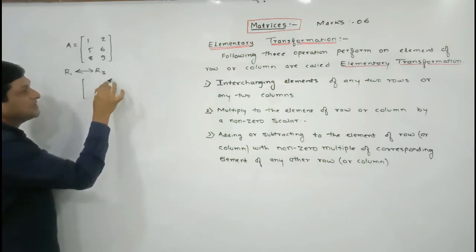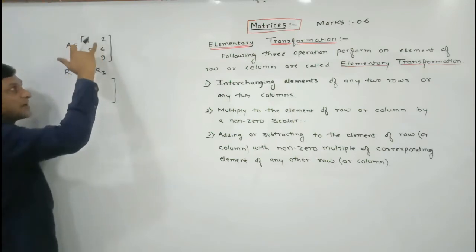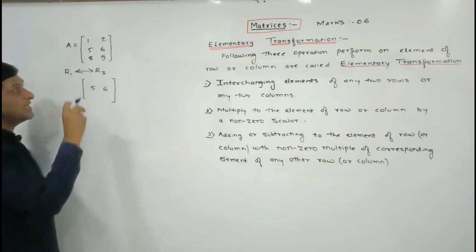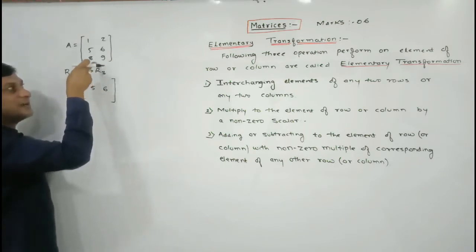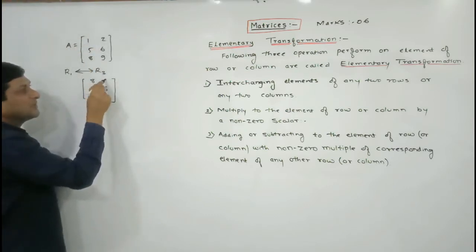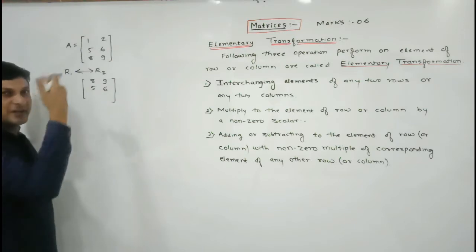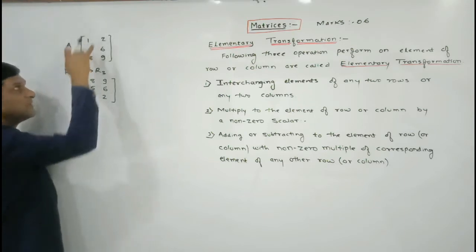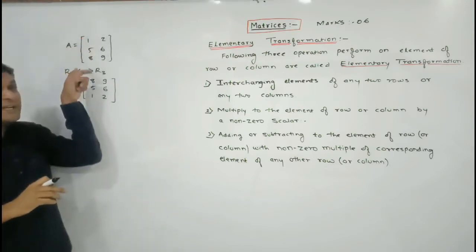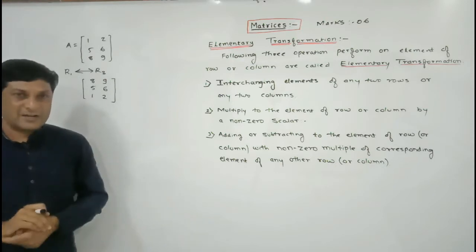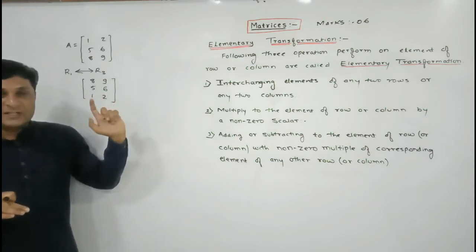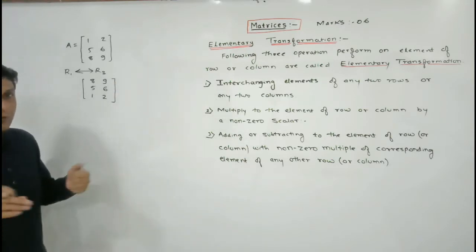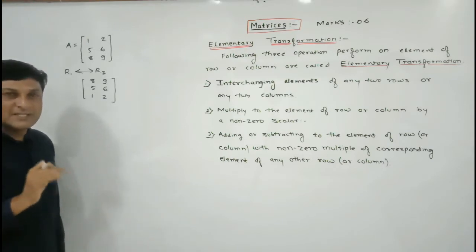So see what we will get here. If we are interchanging the elements of R1 and R3, don't disturb the elements of R2 because there is no operation on R2. Interchanging means write down the elements of R3 in R1, which are 8, 9, and write the elements of R1 in the third row, which are 1, 2. In this way we have interchanged the elements of R1 and R3. This result we have got due to the first operation of elementary transformation.